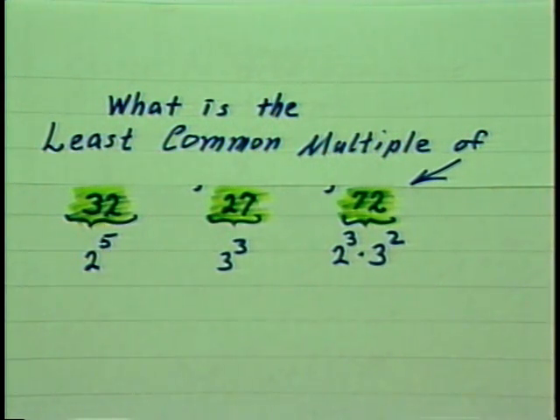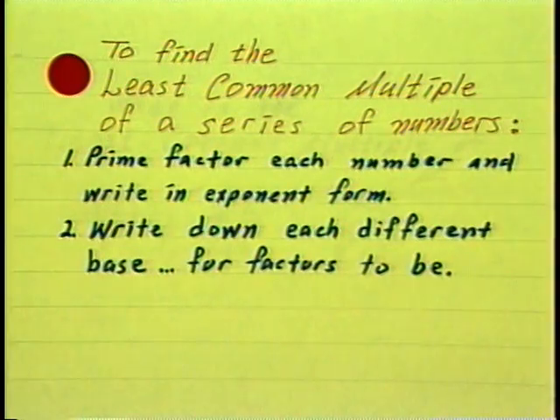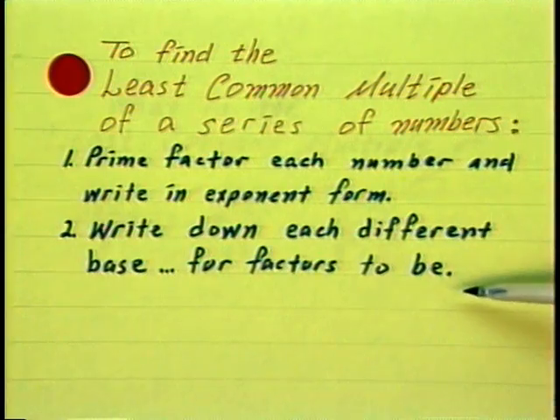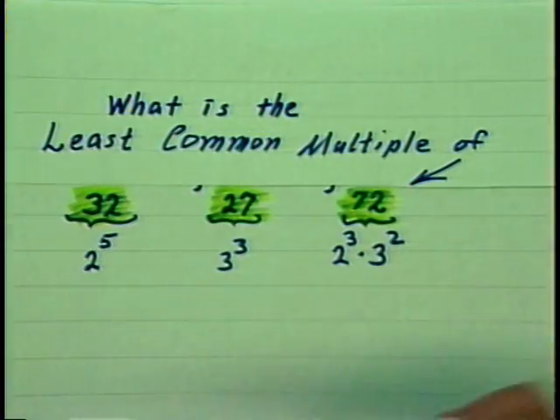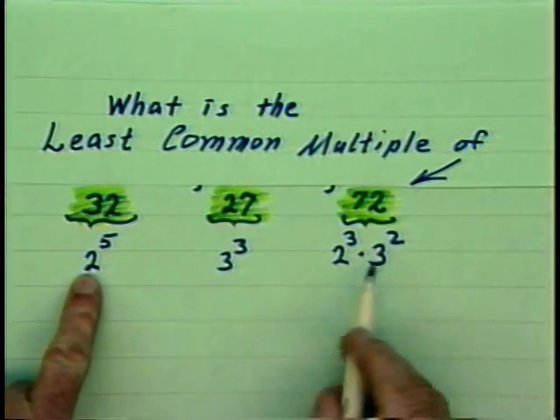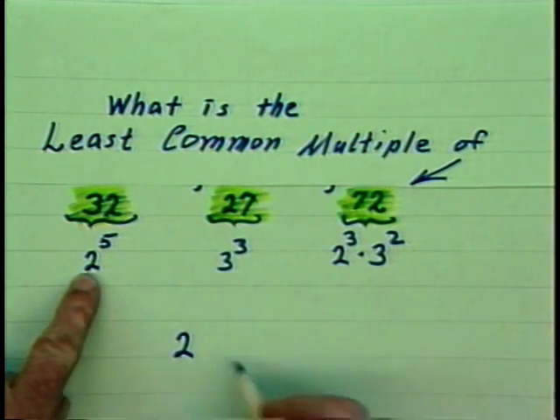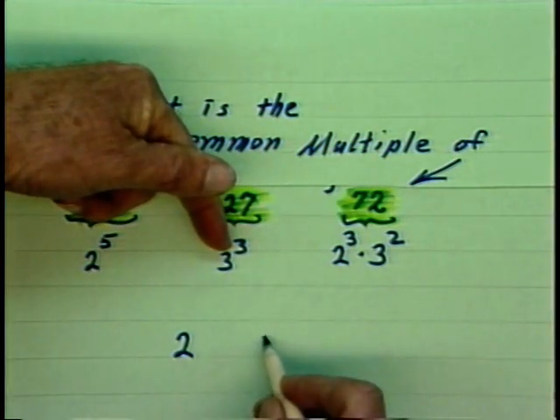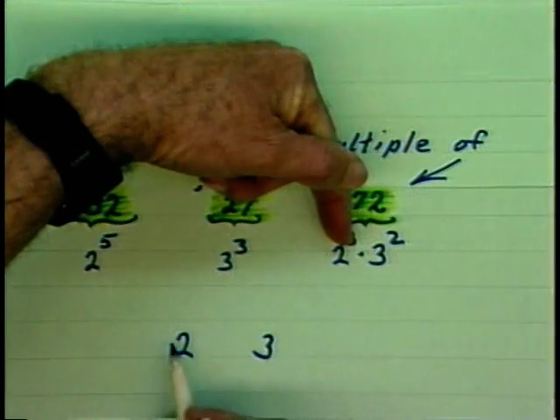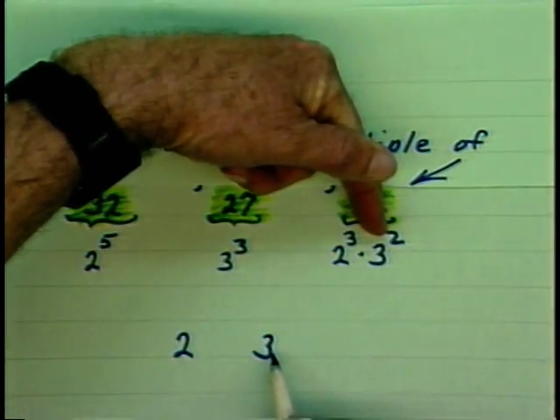So each of these numbers, which were denominators, have been prime factored and written in exponent form. The next thing we want to do is write down each different base for factors to be. Now, what do we mean by that? Well, we can see I used the base 2. 3 is a different base. 2 is used already. 3 is used already.